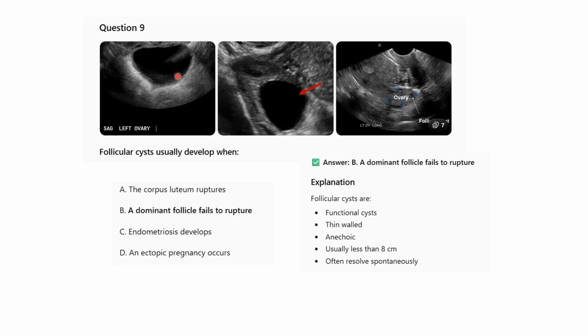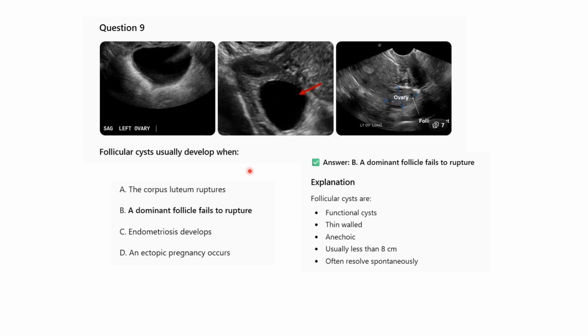Question number 9. Follicular cysts usually develop when A, the corpus luteum ruptures, B, a dominant follicle fails to rupture, C, endometriosis develops, D, an ectopic pregnancy occurs. So our best answer for this is a dominant follicle fails to rupture.